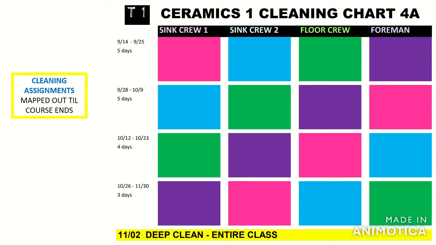Here's our cleaning chart. I mapped out the rest of the course, and you can see here we've got 3 weeks left, and that the jobs rotate. For example, if you were on the floor crew last week, now you're going to shift over to sink crew number 2, and then the following week you'll be sink crew number 1, and at the end you'll be the foreman, you'll be my helpers. So each group is going to get to do each job at least one time.